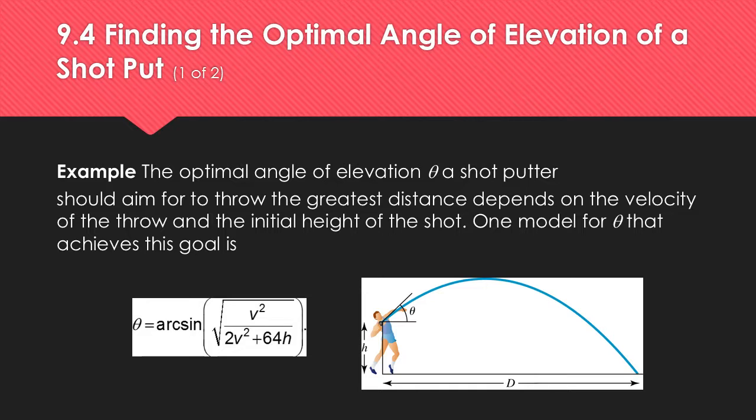The optimal angle of elevation theta that a shot putter should aim for to throw the greatest distance depends on the velocity of the throw and the initial height. And here's one model, one way to figure out that angle. We've got a little bit of a diagram here.